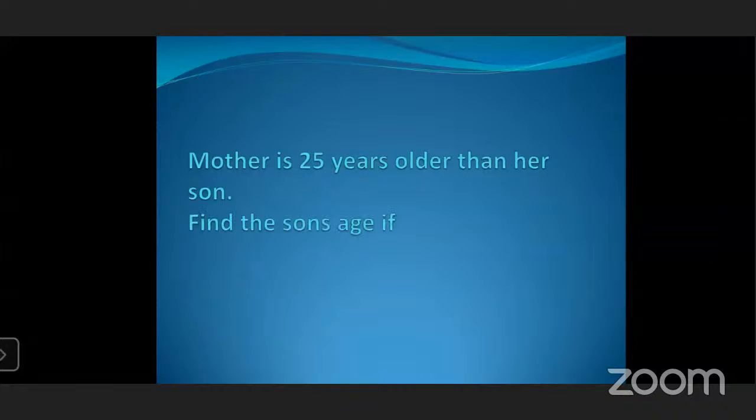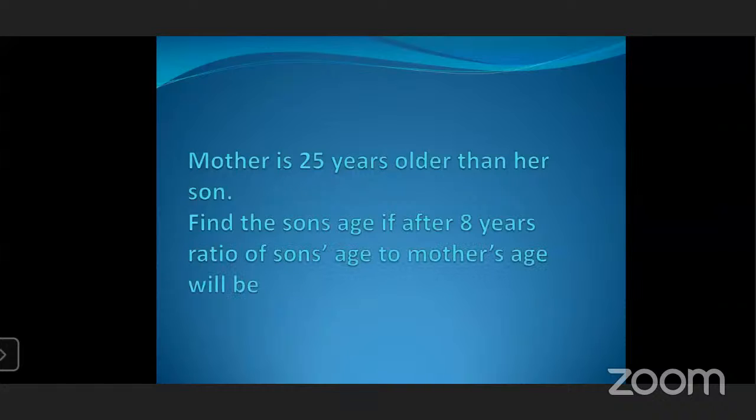We'll go to the next question. Mother is 25 years older than her son. Find the son's age if after 8 years, the ratio of son's age to mother's age will be 4 upon 9. Now understand this question. How do I solve it?